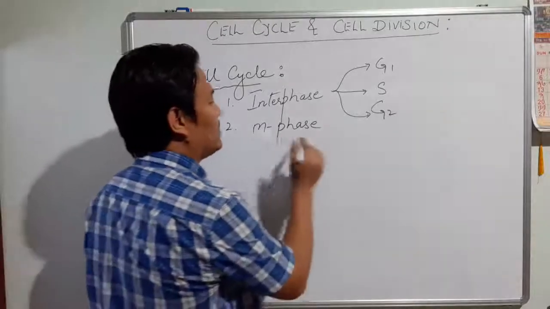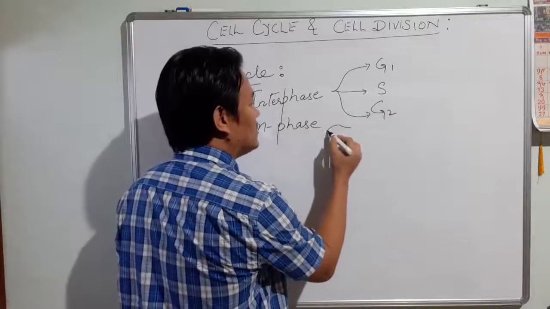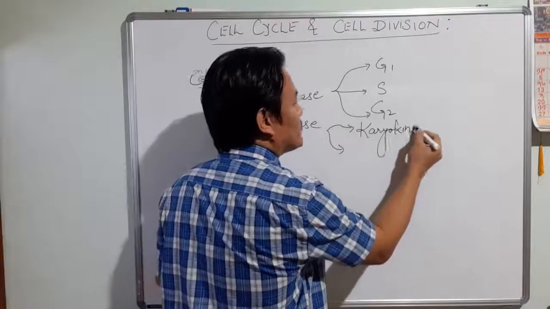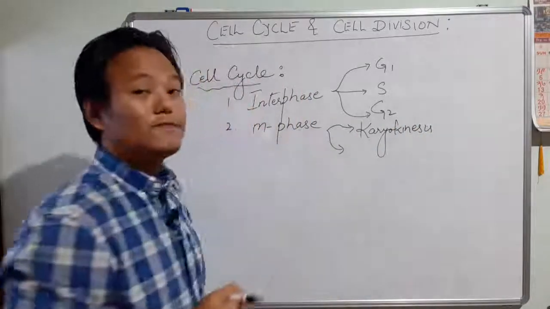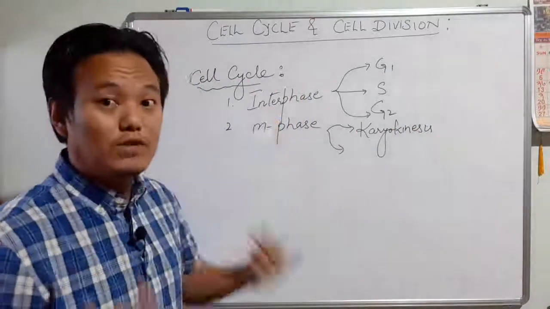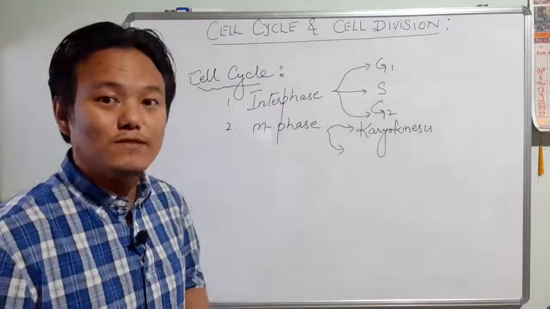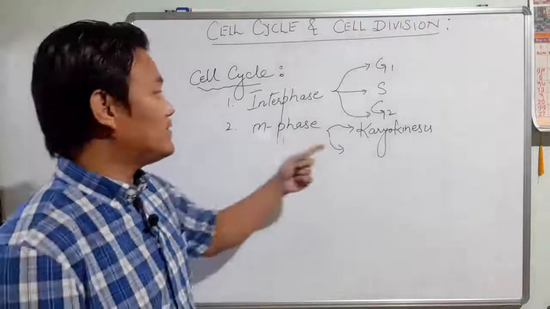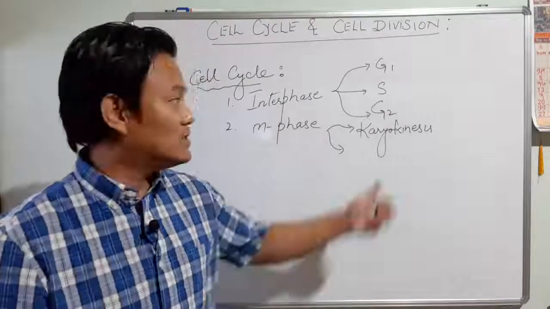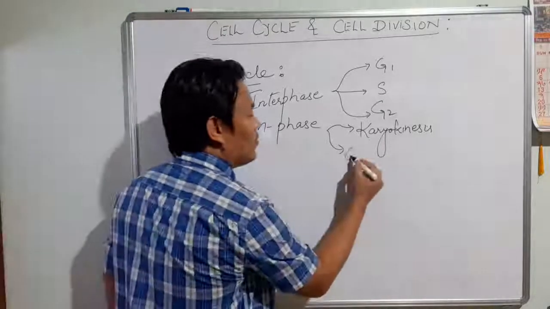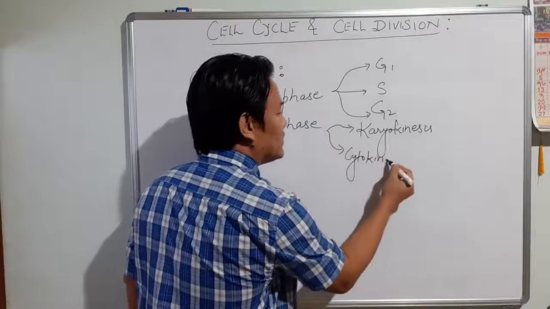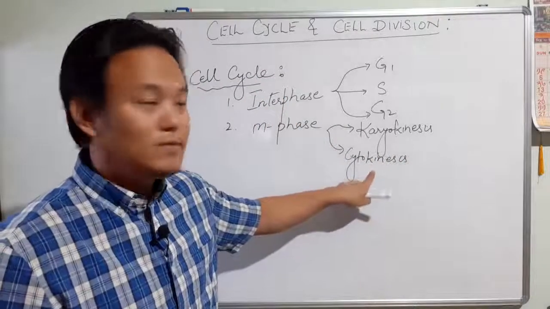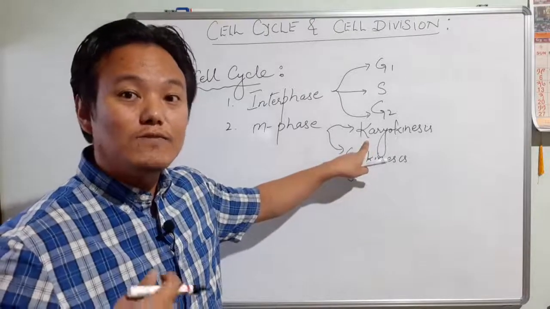And in M phase we have got two events, karyokinesis and cytokinesis. It is the phase of actual division, right? Interphase is the preparatory phase, where the cell prepares itself for cell division, whereas in M phase the cell actually divides. During M phase two events happen: karyokinesis, which is called nuclear division, and it is followed by cytokinesis. Cytokinesis is the division of cytoplasm, karyokinesis is the division of nucleus.